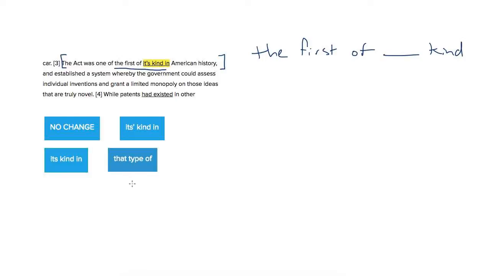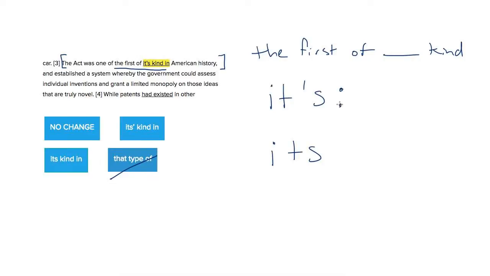The act was one of the first of that type of American history. The act was not a type of American history. We're going to rule that out. So now we're really dealing with this idiom, the first of its kind. Now, there are a few quick things to remember here that are just going to guide us towards our answer. Okay, so the first thing is that there are only 2 appropriate versions of the word its. We have its with an apostrophe, and we have its without an apostrophe.